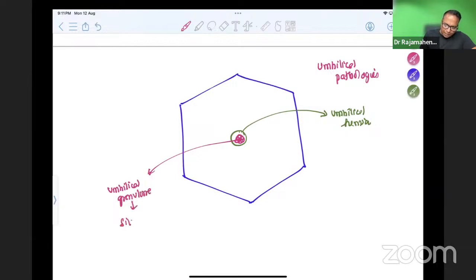Silver nitrate. I can cauterize that. It will bleed on touch. So umbilical granuloma will have bleeding on touch. So it bleeds on touch. So I can easily treat it with silver nitrate.